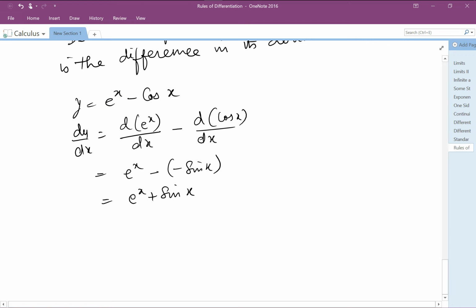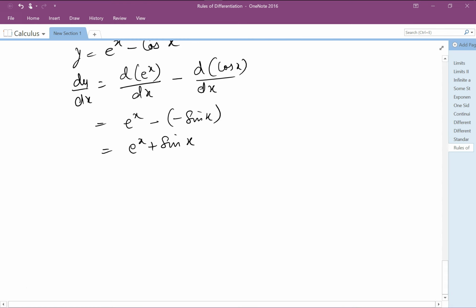Okay, so I think that's enough. Next, in our next session, we'll look at multiplication and division.